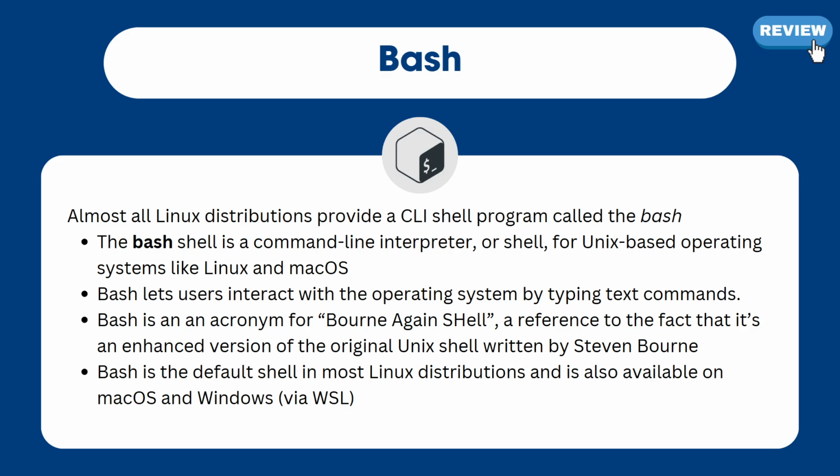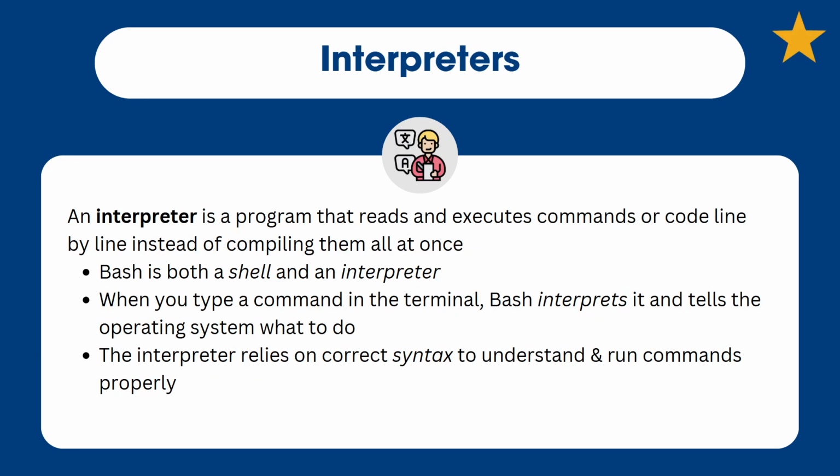As part of our introduction, a little bit of review. Remember the bash shell is a command line interpreter. What do we mean by interpreter? Well, that's just a program that reads and executes commands or code line by line. So bash is both a shell and an interpreter. When you type a command into the terminal, bash will interpret it, just like a person interprets language, and tell the operating system what to do.